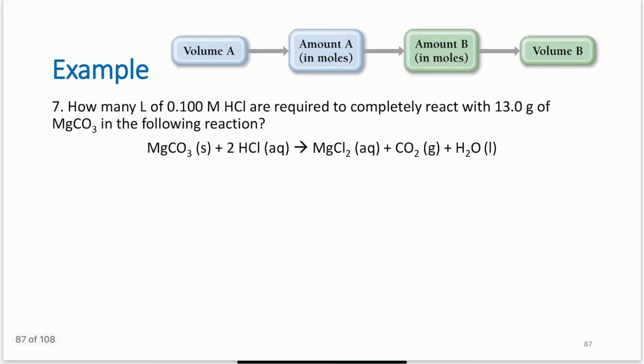Number 7, how many liters of a 0.1 molar HCl solution are required to completely react with 13 grams of magnesium carbonate in the following reaction? So I've got 13.0 grams, 0.100 molar, it's 0.100 moles per 1 liter of solution, and I want to know my number of liters to completely react all of my magnesium carbonate.